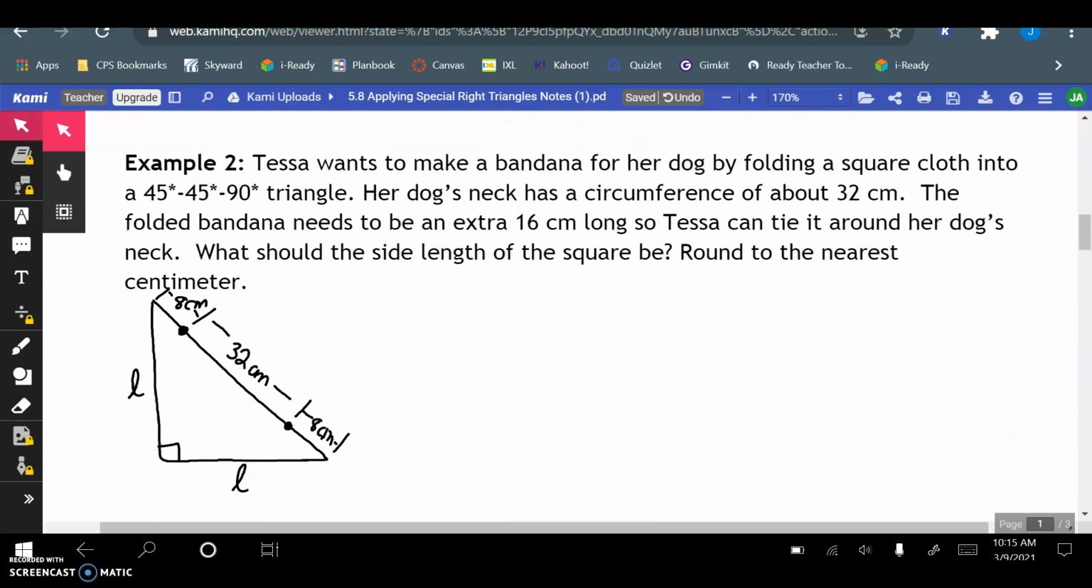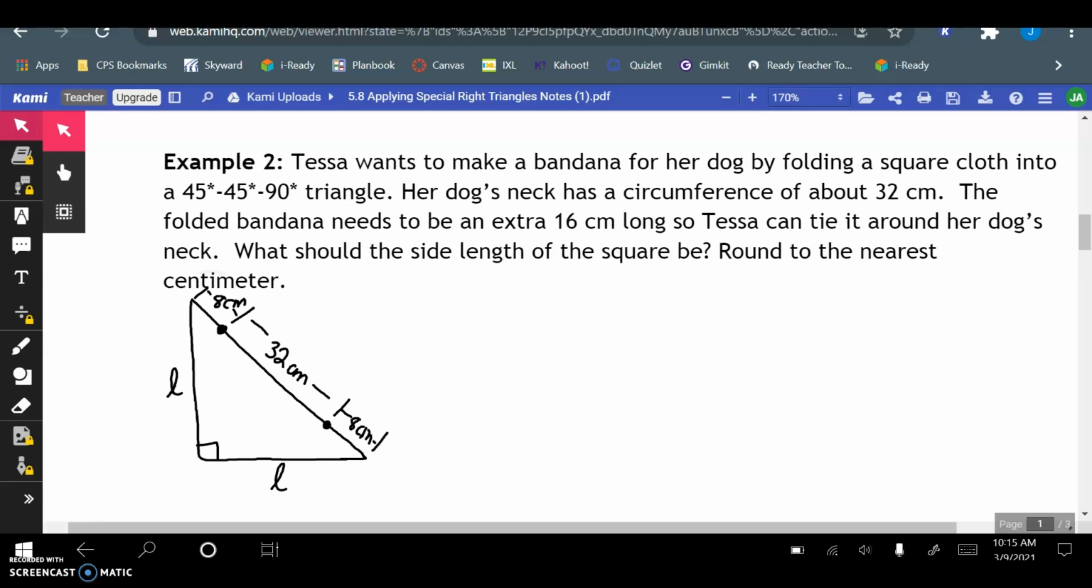Example 2 says that Tessa wants to make a bandana for her dog by folding a square cloth into a 45, 45, 90 degree triangle. Her dog's neck has a circumference of about 32 centimeters. The folded bandana needs to be an extra 16 meters long so that Tessa can tie it around her dog's neck. What should the length of the square be? Round to the nearest centimeter.